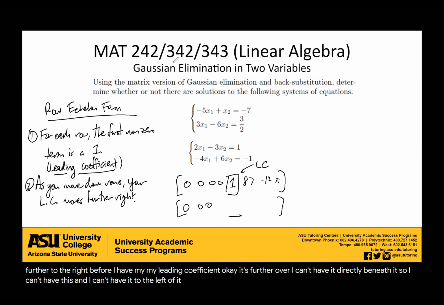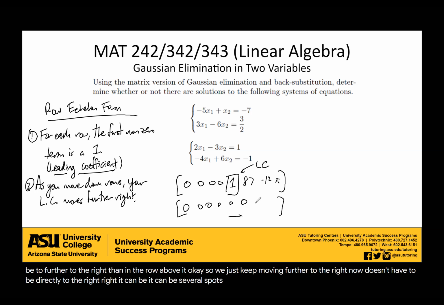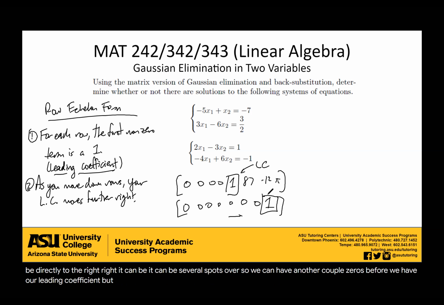I can't have something that looks like this. That's not allowed. It has to be further to the right than in the row above it. So we just keep moving further to the right. It doesn't have to be directly to the right. It can be several spots over, so we can have another couple zeros before we have our leading coefficient. But regardless, it has to be further to the right.